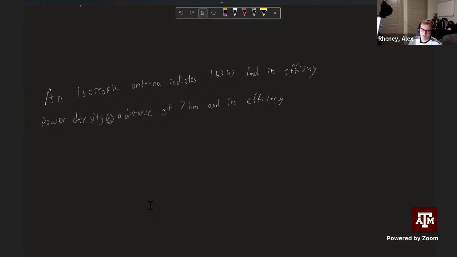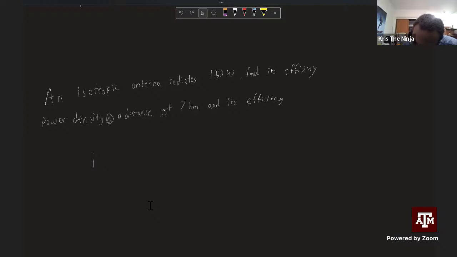So, do you know how to do this one? An isotropic antenna radiates at 153 watts. Find its efficiency and power density at a distance of 7 kilometers. Okay, so if it's 153 watts, its efficiency would just be that over 4 pi, right? So 153 over 4 pi would give you 12.1754.